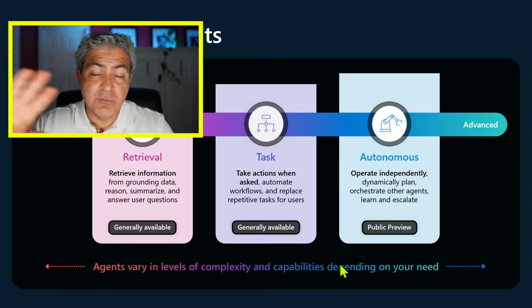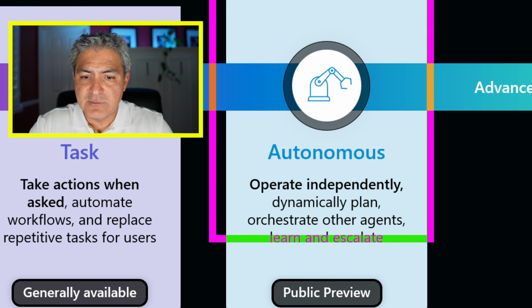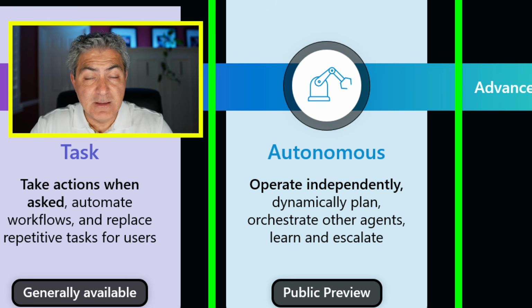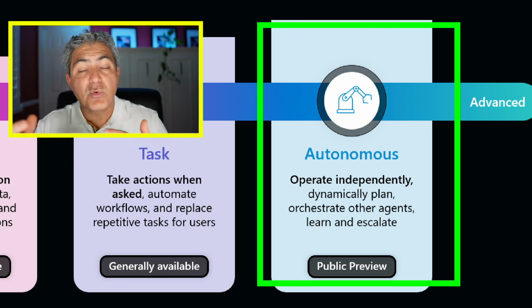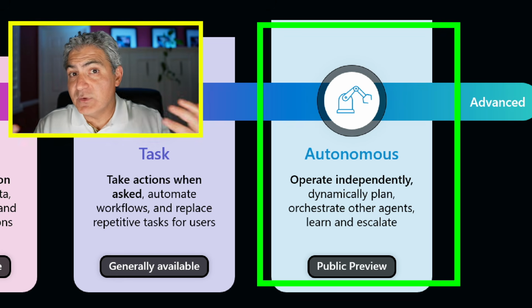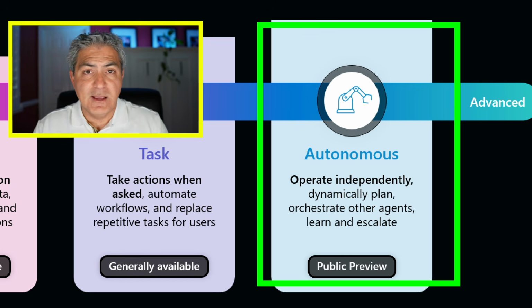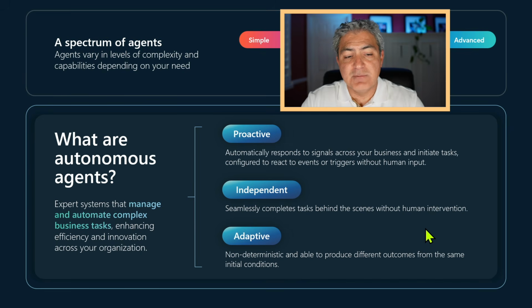Now, what makes an autonomous agent unique? It's the most complex, on the far right-hand side. Let's look at that a little bit. Basically, autonomous agents operate independently, meaning that you're not typing and asking it questions. You've already pre-programmed what they're supposed to do, so they're operating independently. They have a dynamic plan. They're orchestrating other agents as well, and they're learning and escalating. But we can dive into this a little bit more in the following slide.